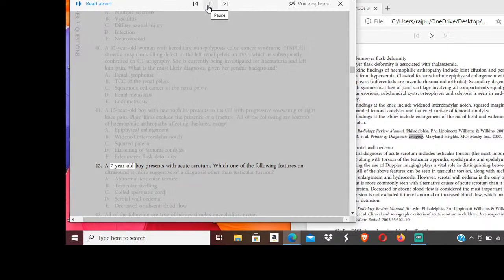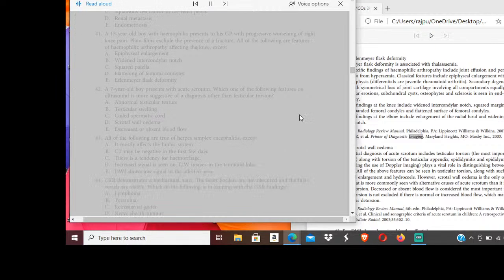42. A 7-year-old boy presents with acute scrotum. Which one of the following features on ultrasound is more suggestive of a diagnosis other than testicular torsion? A. Abnormal testicular texture. B. Testicular swelling. C. Coiled spermatic cord. D. Scrotal wall edema. E. Decreased or absent blood flow.